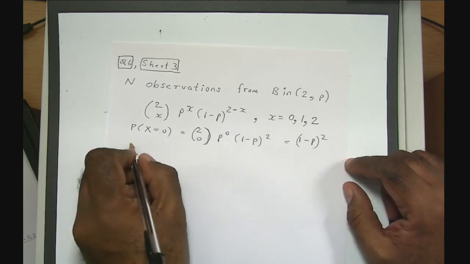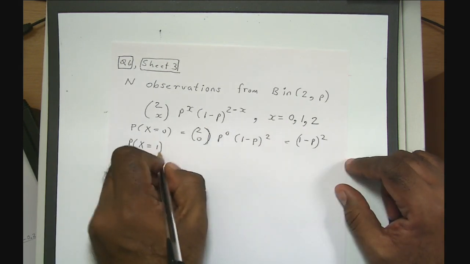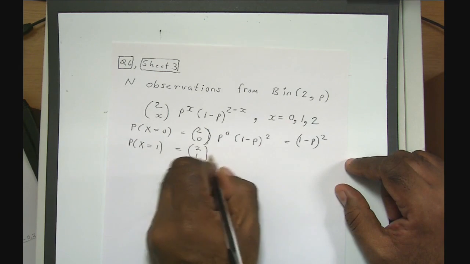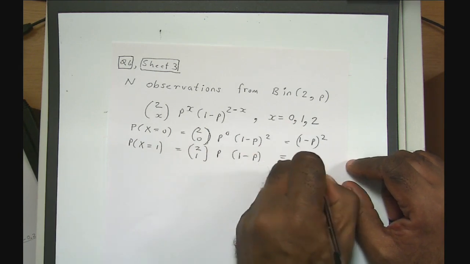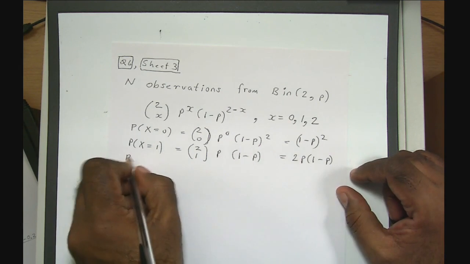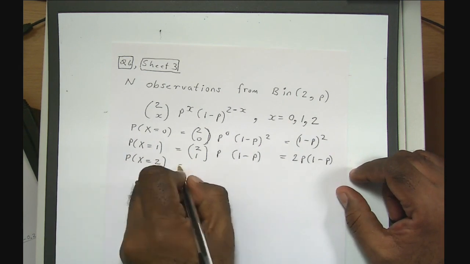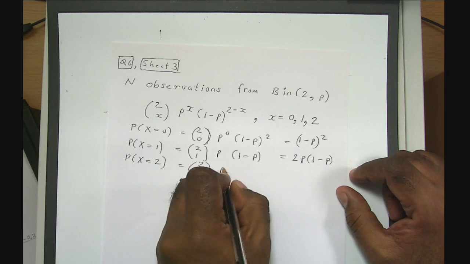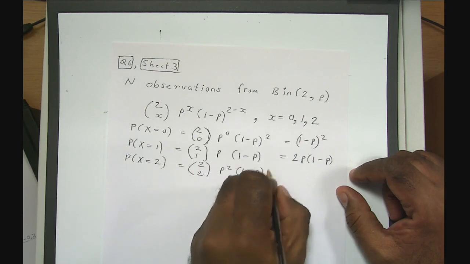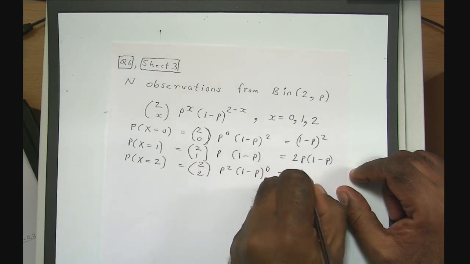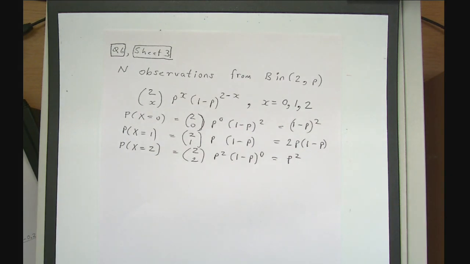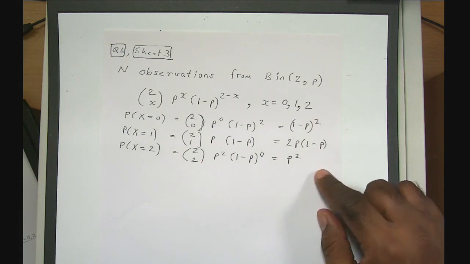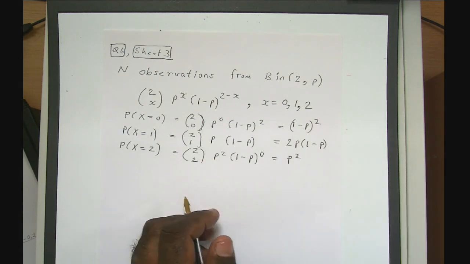And the probability that x equals 1 is, and the probability that x equals 2 is this. All right, so there are 3 possible values for each x: 0, 1, or 2, and these are the corresponding probabilities.